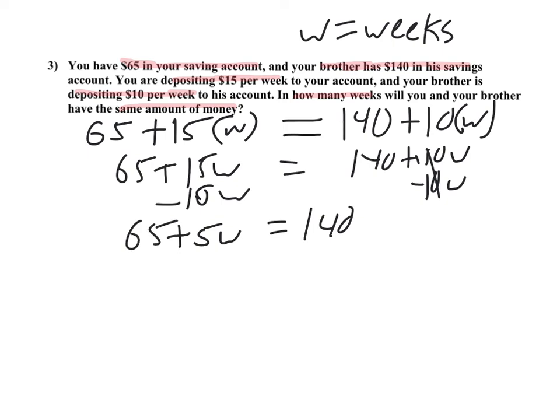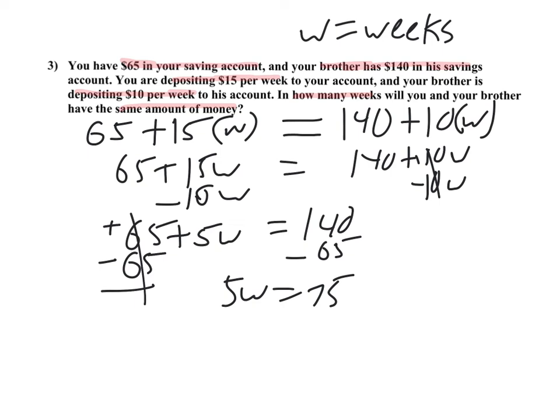Need to get the variable by itself so we can get rid of that 5. So we're going to do the inverse operation. With the commutative property of addition, we know that the 65 is positive. It's being added even though it's on the left side. So inverse operation is negative, so we're going to cancel that out. And then minus 65 from here, we've got 75. 75 is equal to 5W.